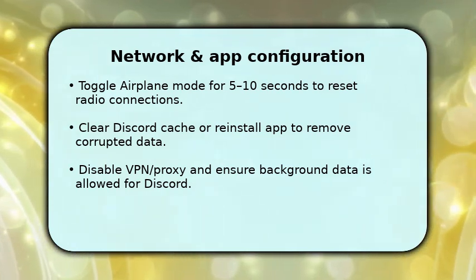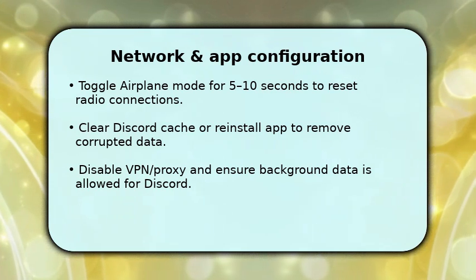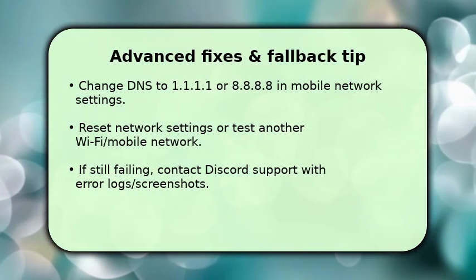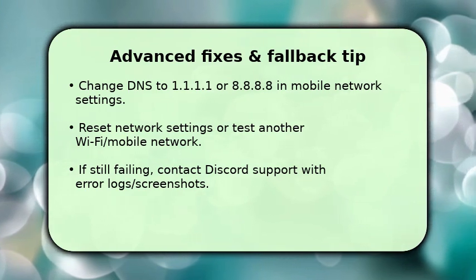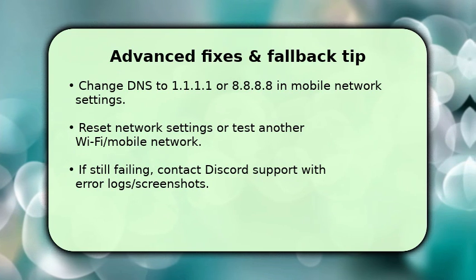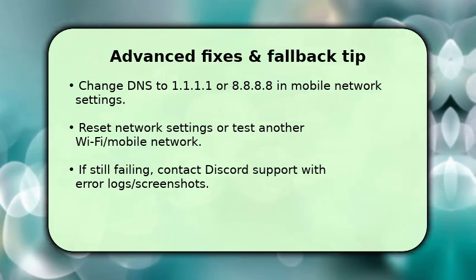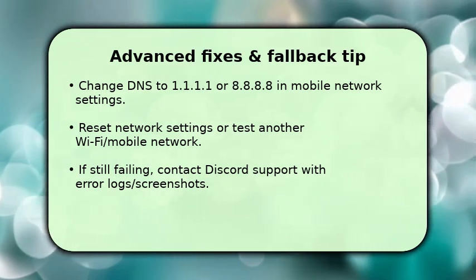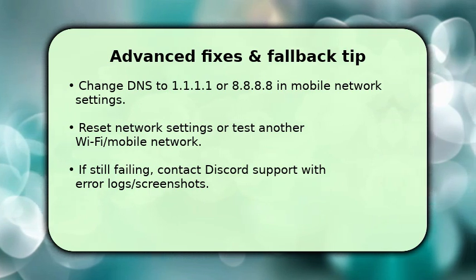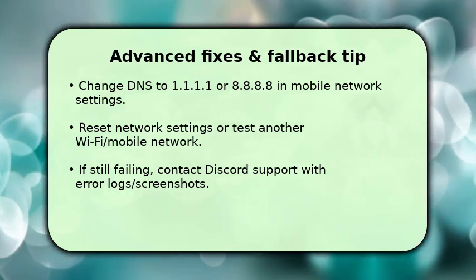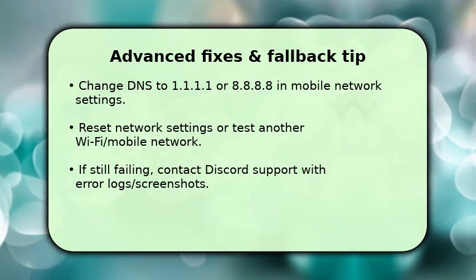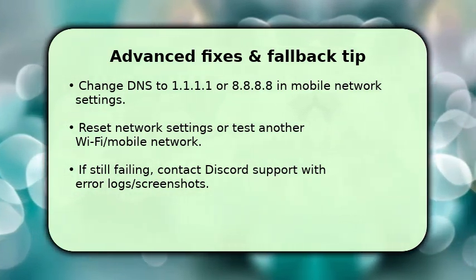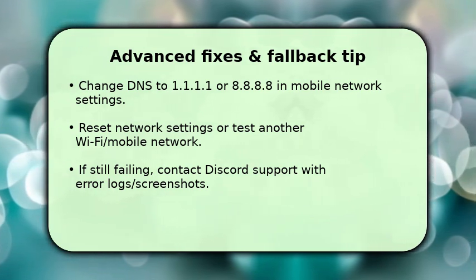Finally, apply advanced network fixes to restore connectivity. Change your DNS to 1.1.1.1 or 8.8.8.8 in mobile network settings to bypass ISP resolution issues, then test again. If that doesn't help, reset network settings on your phone to clear stubborn configurations, or try a different Wi-Fi or mobile network to isolate the problem. If Discord still won't connect, gather error messages and screenshots, and contact Discord support. Troubleshooting tip: if nothing works, temporarily use the web or desktop client to verify account/server access.